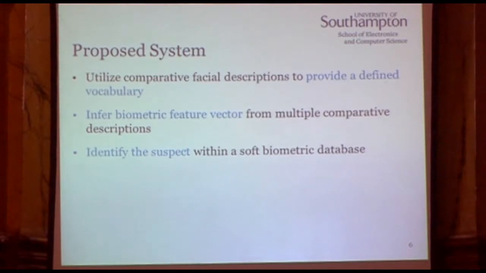So this slide is just a summary of the next few slides, I suppose, and our proposed system to this problem. So the system we've generated utilizes comparator descriptions rather than absolute. Now, we've done some research in the past which has shown that comparator descriptions have a lot of benefits over absolute, and we'll come on to them in the next couple of slides. From obtaining multiple comparator descriptions, we can infer a continuous relative measurement which can be used as a biometric feature vector, and that will allow us to identify a suspect in a biometric database.